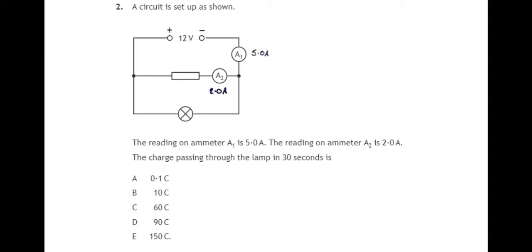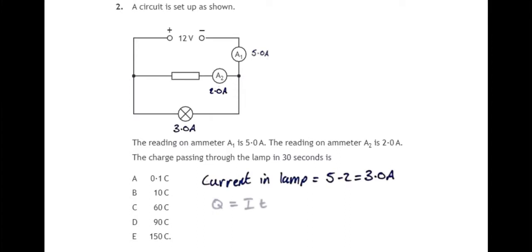Okay, so the first thing that we need to realise here is that 5 amps is leaving that power supply and coming around the circuit. But when it comes to the parallel section in the circuit, that current splits. 2 amps going along the middle branch through the resistor and 5 minus 2, which leaves 3 amps, to pass through the lamp.